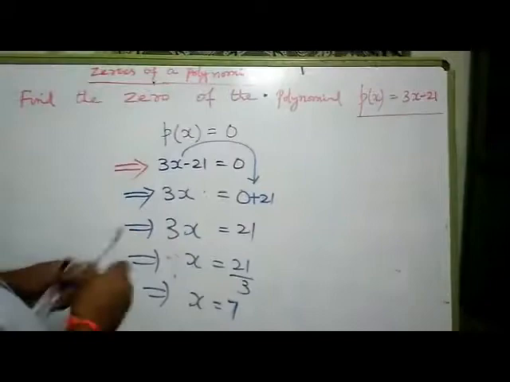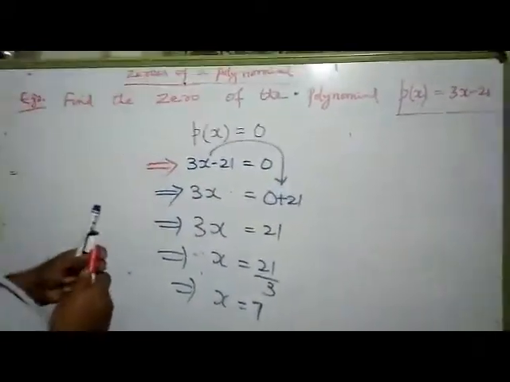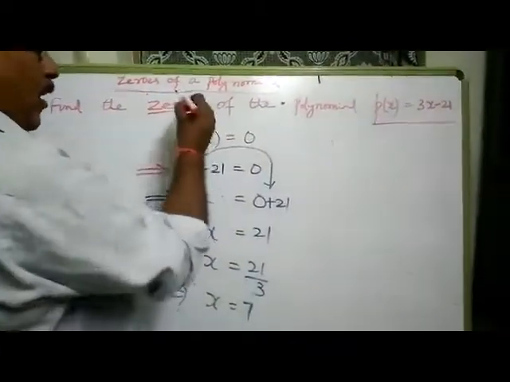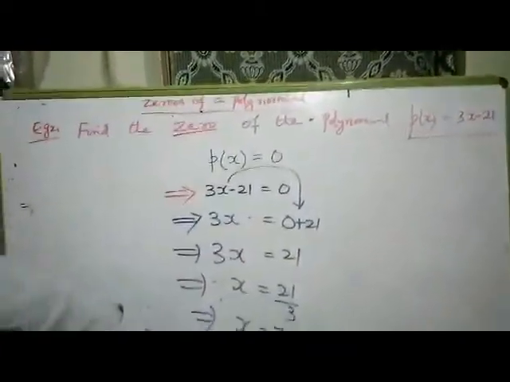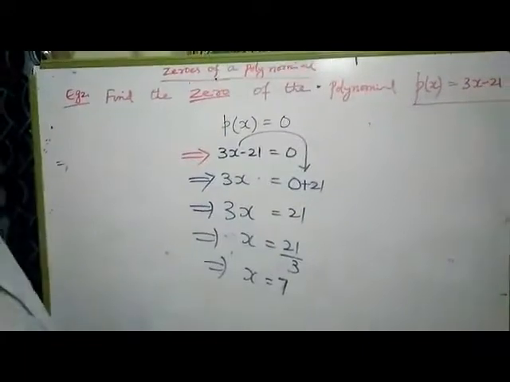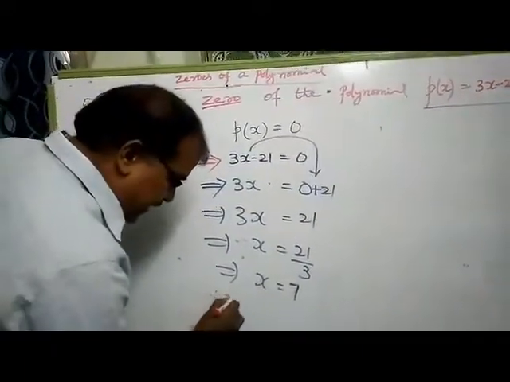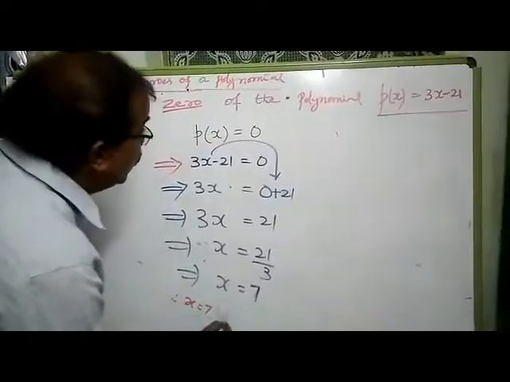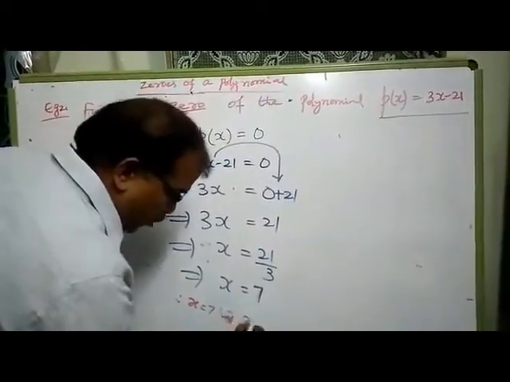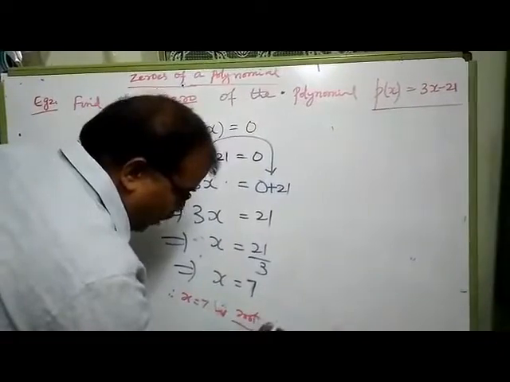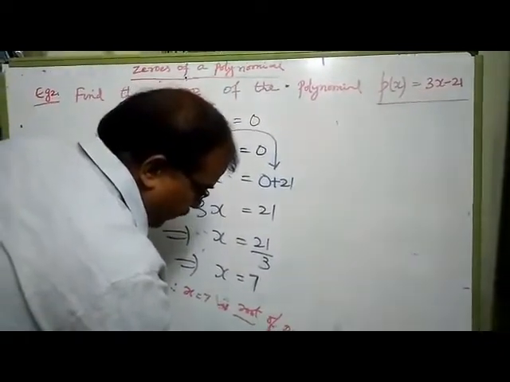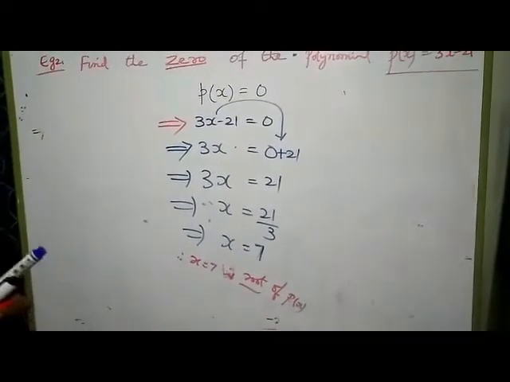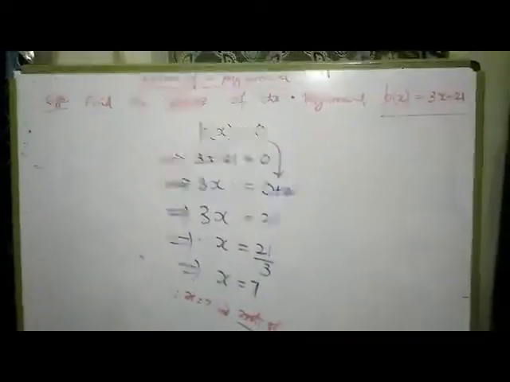Therefore, x is equal to 7 is the root of the polynomial, or the zero, or the solution. Both terms are the same. x is equal to 7 is the root, or zero, of the polynomial p of x.